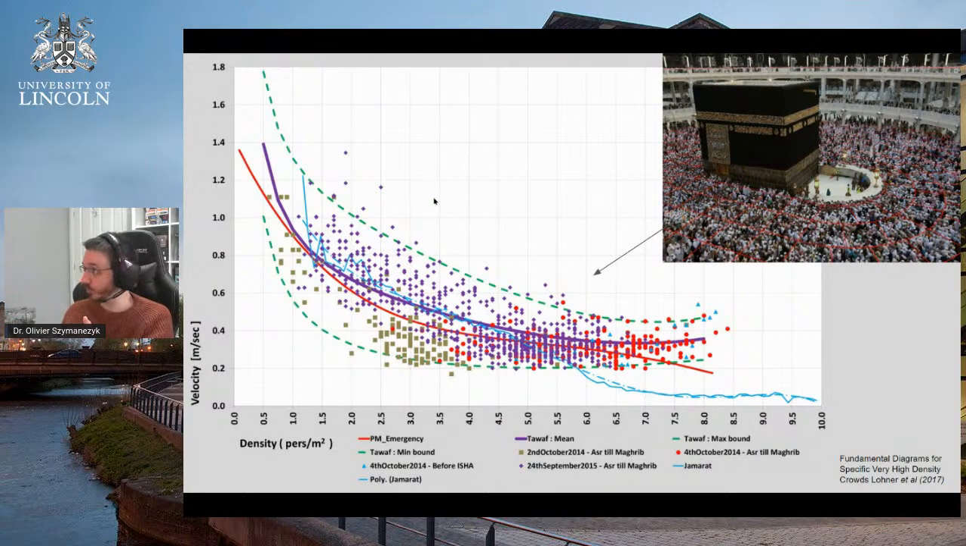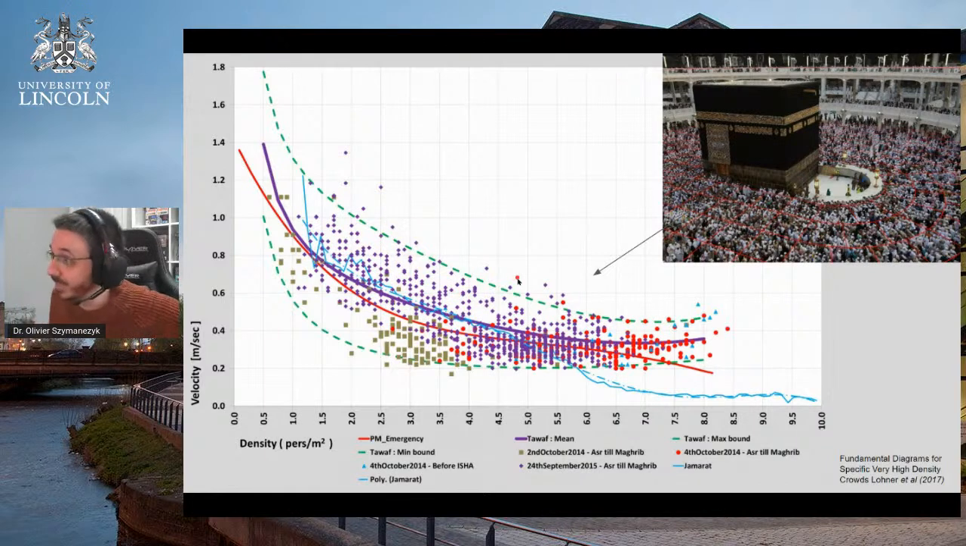It depends on cultures as well. Interestingly, in Western culture, that curve is usually a bit higher, so people even in dense areas walk slightly faster. Whereas if we go towards the other side of the globe, the more dense an area, the slower people get. It's interesting. It's always a curve like that.